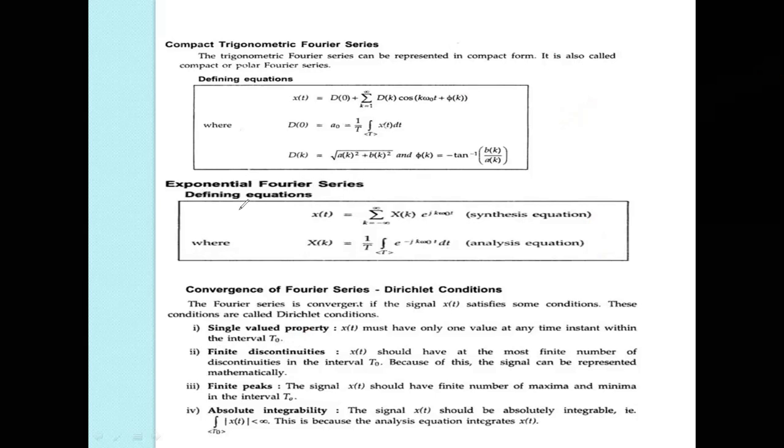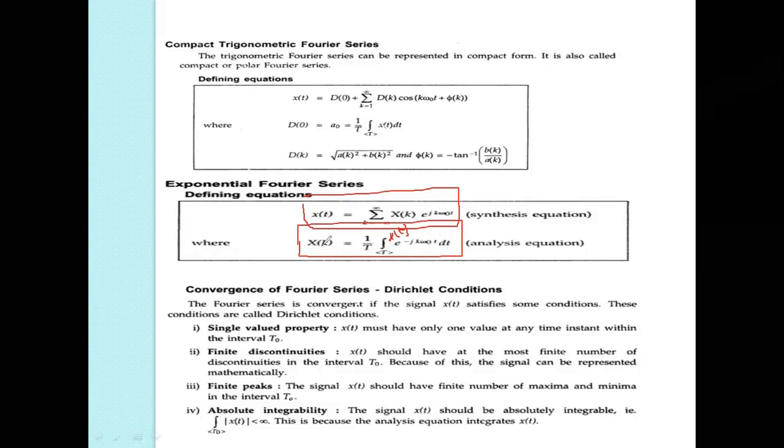Before that, see what the exponential Fourier series is. x of t is equal to the sum of k equal to minus infinity to infinity of x of k e power j k omega naught t. And the analysis equation of the Fourier series is this one, and the Fourier series is only for periodic functions. So it is 1 by T the integral over T of x of t e power minus j k omega naught t dt. A little bit of a mistake is there, my students: x of k is equal to 1 by T the integral over T of x of t into e power minus j k omega naught t. This is the coefficient of the exponential Fourier series, x of k.